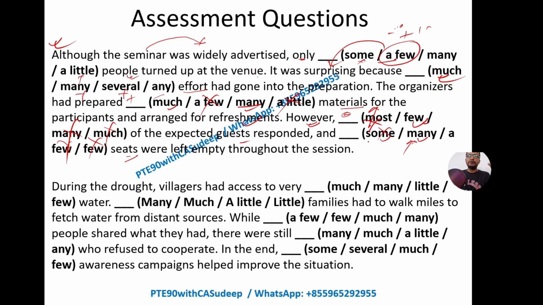Many will denote a much higher quantity compared to some. Some would denote maybe 2 or 3 or 4, but here we are saying, for example, 500 guests were invited. Out of that maybe 100 confirmed, and out of 100 maybe 50 came. Now the remaining 450 seats were left empty. That is the context, and that's why many seats were left empty. I will leave these for you to solve by yourself, and I will write the answers in the comment section later. You can take another 2 minutes to solve this one.